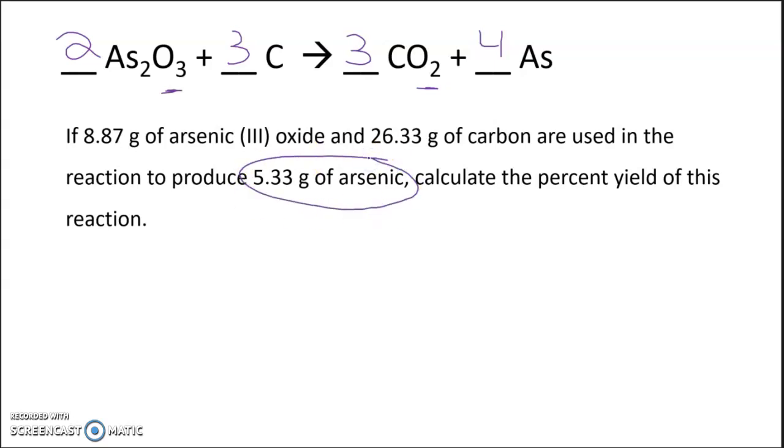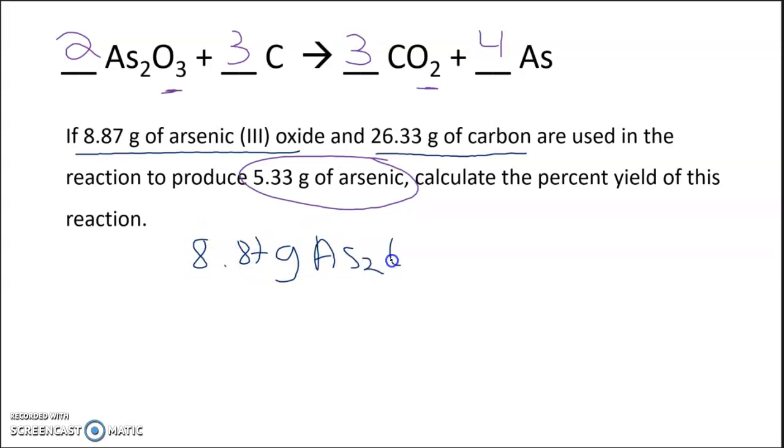Now we need to find the theoretical yield. Without saying this is a limiting and excess reagent problem, it is, because we've got 2 different amounts of reactants, and I did not tell you which reactant was limiting and which one is excess. So what we're going to have to do is take that 8.87 grams of the arsenic oxide and change that to grams of arsenic. And then we're going to have to do another stoichiometry.